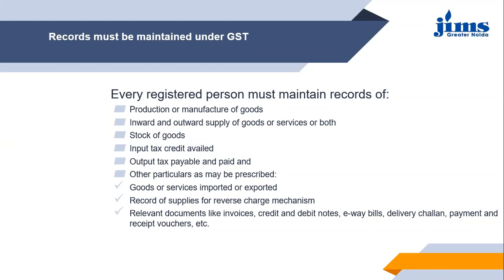Then other particulars as may be prescribed, like goods or services imported or exported other than the normal supplies. If you are going for any sort of import or export of goods or services, or record of supplies for reverse charge mechanism, where you are the recipient, you have received the supplies and you have paid the taxes on behalf of the supplier, those records you also need to maintain. This is generally not required, but in case of reverse charge mechanism, being the recipient, you have to make the records in your books.